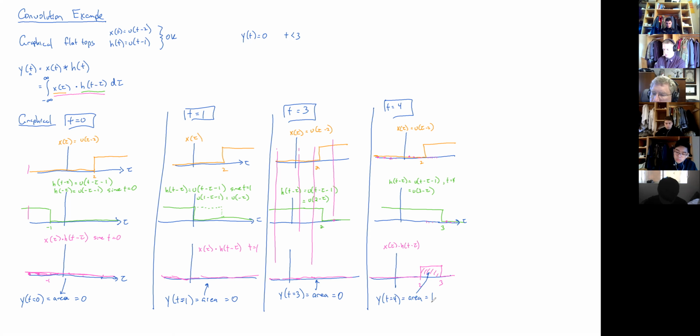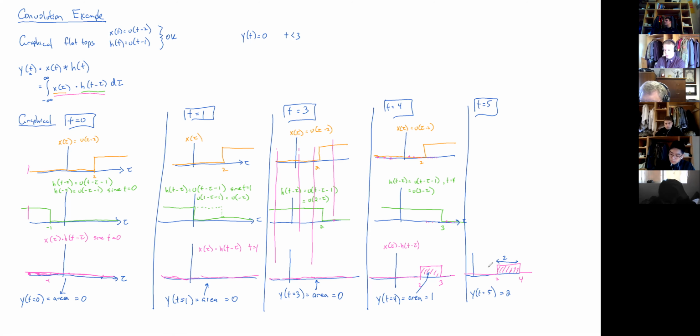And we could do the same process again and again for t equals 5, 6, 7, 8. And as we get t equals 5, skipping all the work, we'll get something that pops up at 2 and pops down at 4. And now when we do the area, y at t equals 5, we'll have an area of 2, since it's 2 wide and 1 tall.